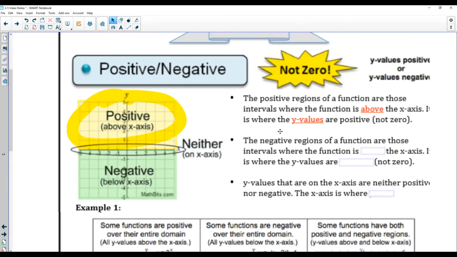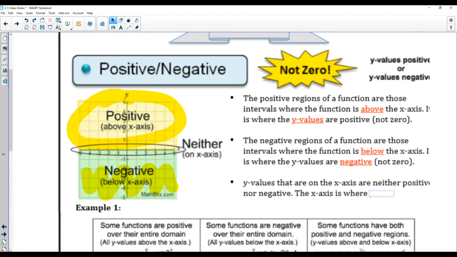The negative regions of a function are those where the function is below the x-axis. It's where your y values are negative. Again, not including 0. So on your graph over here, that's going to be this section below the x-axis, because if you think about your ordered pairs, below the x-axis, you're at (1, -2). You're at (3, -4). So those all have negative outputs. When you plug in x values, you get negative values out. And so that's where the function is considered negative.